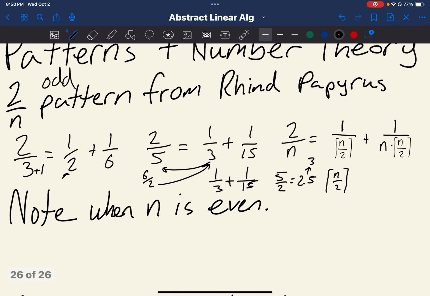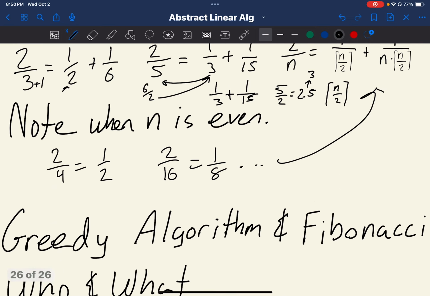Also note, the reason that we use the odd n's is because 2 over an even number is just going to simplify into a unit fraction. 2 over 16 is just 1 over 8. And that's not as impressive as something like up here, right?